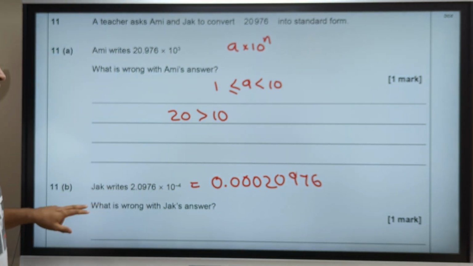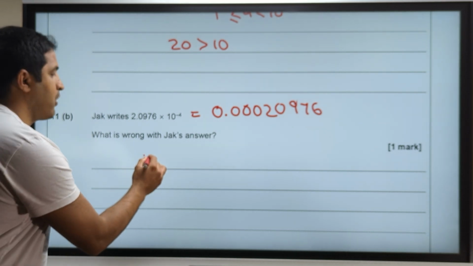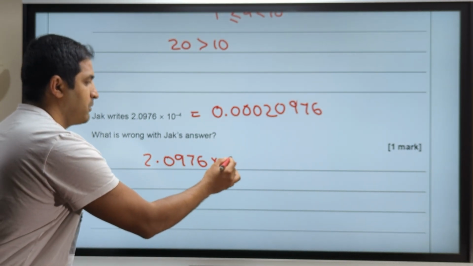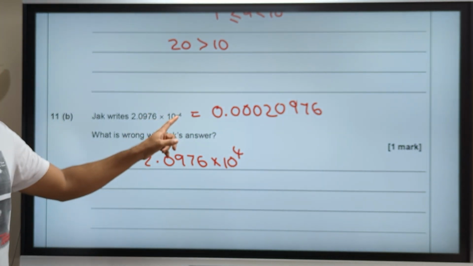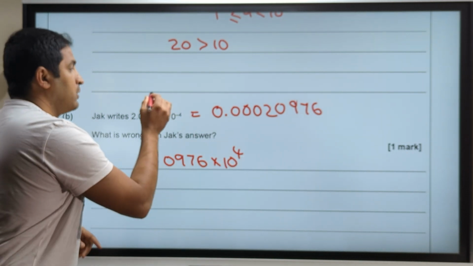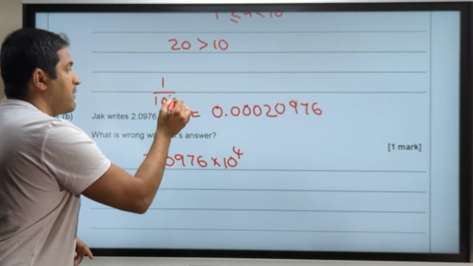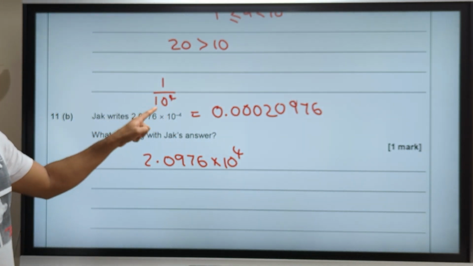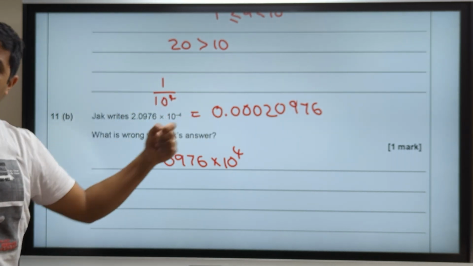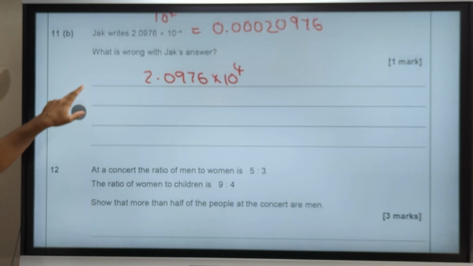So he should have been writing it as 2.0976 times 10 to the power positive 4. Negative 4 means divide by 10 four times. Negative 4 also means 1 over 10 to the power positive 4. So that means I'm dividing this number by 10 to the power 4, and that's what you would get if you continue with that.